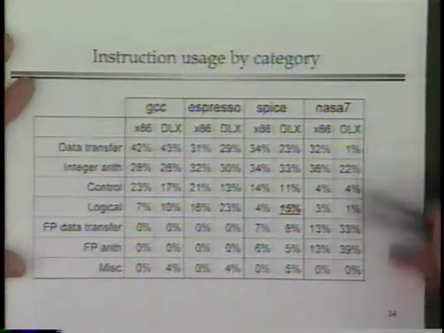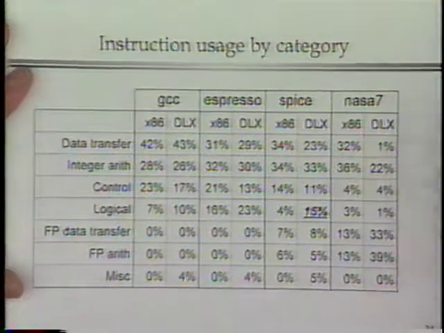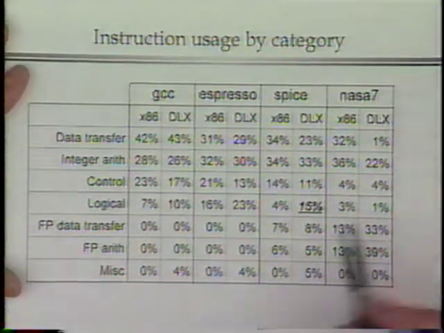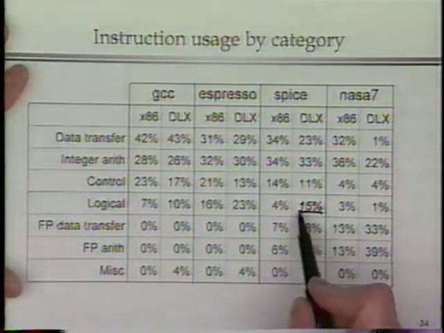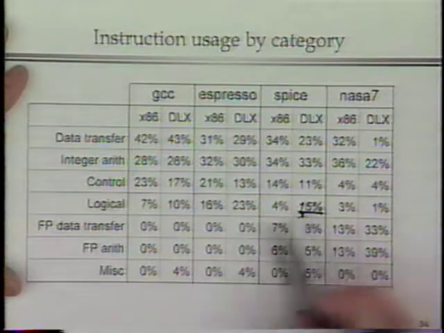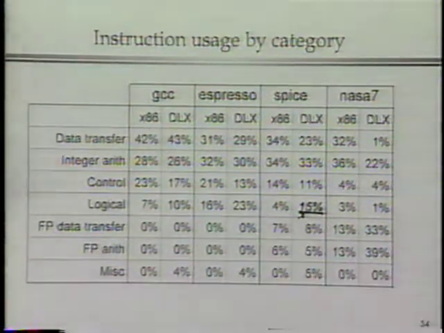Last thing I want to look at in terms of statistical measurements of machines is to look a little more in detail at those instruction counts and what kinds of instructions vary from machine to machine. First thing to point out is that this comes from the book, but the book has a bug. Its column doesn't add to 100%, and I believe that the error is that this value, the SPICE DLX measurement for logical instructions, should be 15% and not 5%.